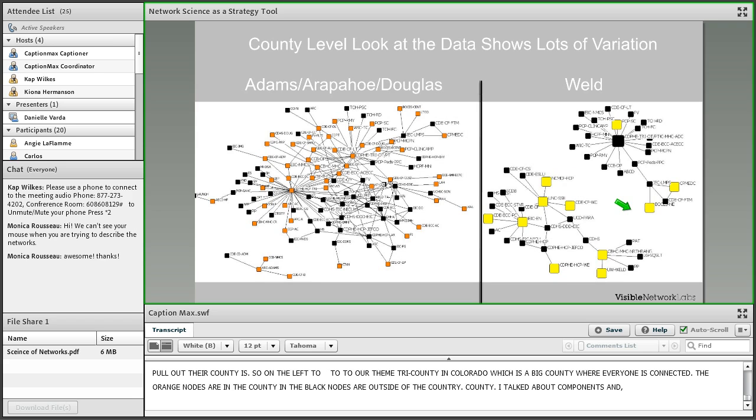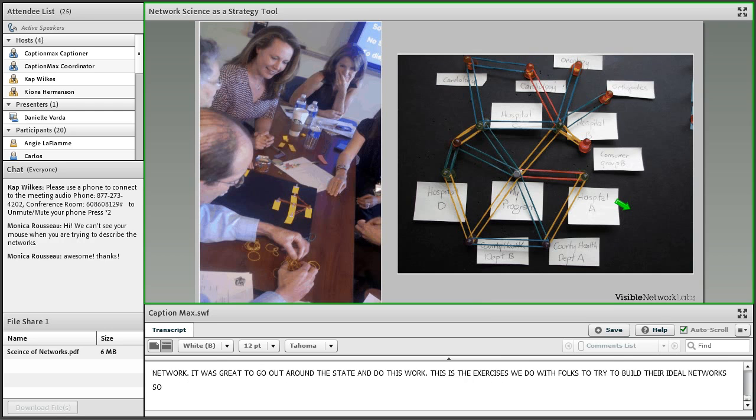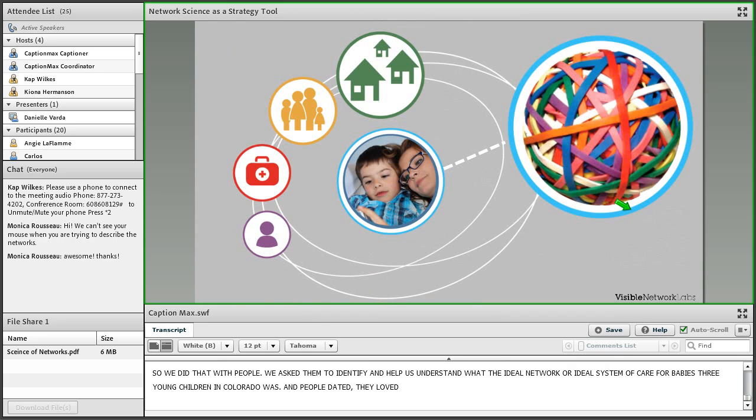We also had people ask us to pull out their counties. On the left, you're seeing Tri-County in Colorado, which is a big county where everyone's connected. The orange nodes are located in the county. The black nodes are outside of the county. The right side of the slide is Weld County, where, I talked about components, they actually have two components, which in this case may not be the best thing when you're a very rural area. The yellow nodes are Weld County organizations, and some of them didn't even report connections to each other. So lots of work and thinking as we break down that network, and it was really great to go out around the state and do this work.